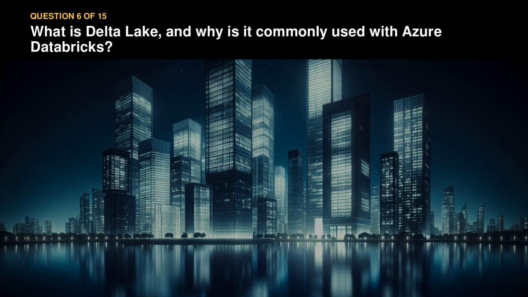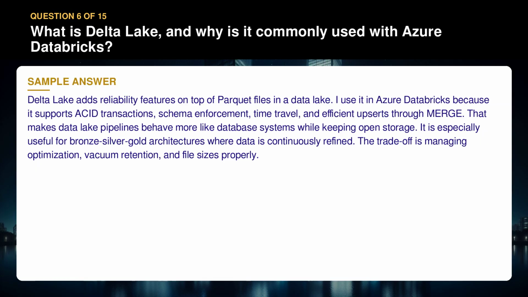Question 6. What is Delta Lake, and why is it commonly used with Azure Databricks? Delta Lake adds reliability features on top of Parquet files in a data lake. I use it in Azure Databricks because it supports ACID transactions, schema enforcement, time travel, and efficient upserts through merge. That makes data lake pipelines behave more like database systems while keeping open storage. It is especially useful for bronze, silver, gold architectures where data is continuously refined. The trade-off is managing optimization, vacuum retention, and file sizes properly.